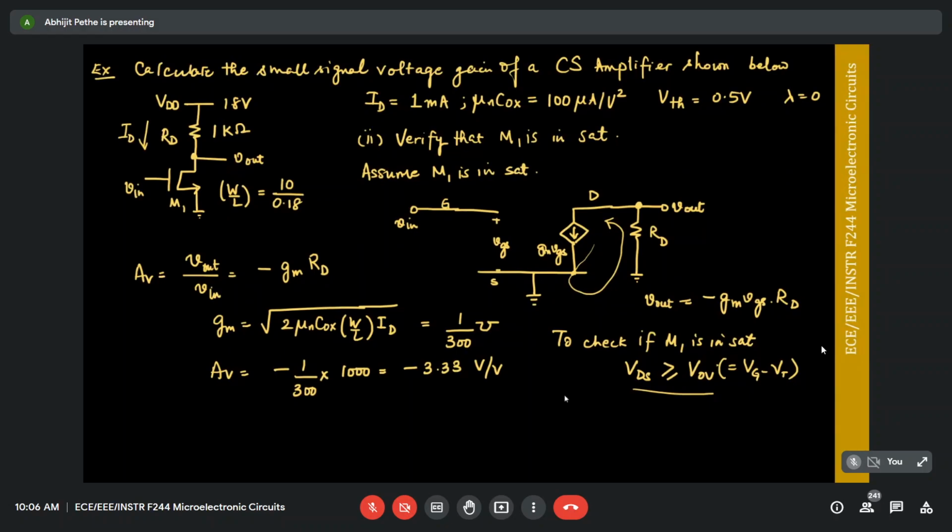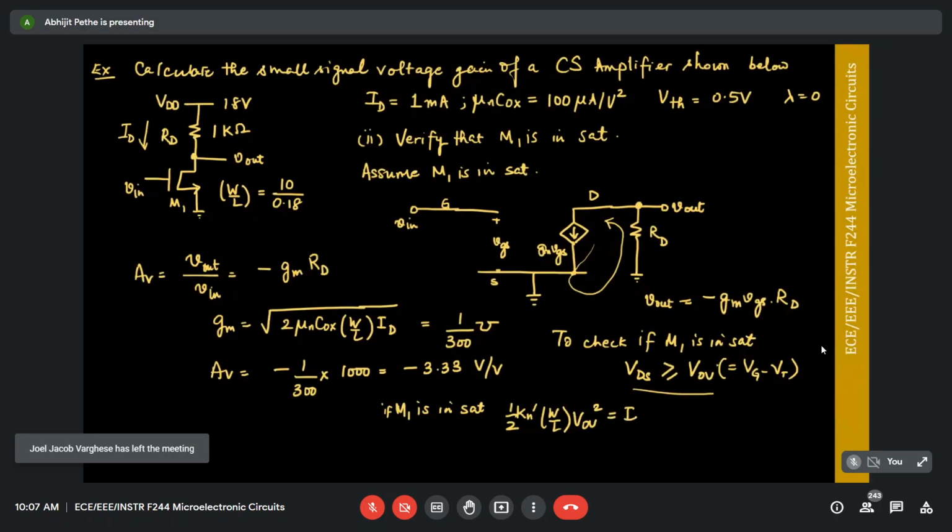So you can get V overdrive from GM. Correct. So either GM or ID. Assume M1 is in saturation. If M1 is in saturation, then you know that half mu n Cox W by L V overdrive the whole square should be equal to ID, which is 1 milliamp. So that would give you V overdrive. And V overdrive works out to, has anybody done the calculation? What does V overdrive work out to?